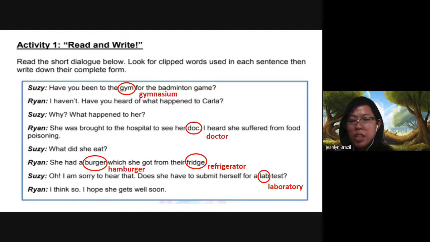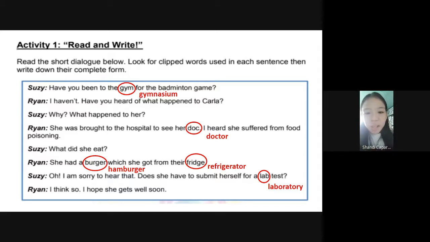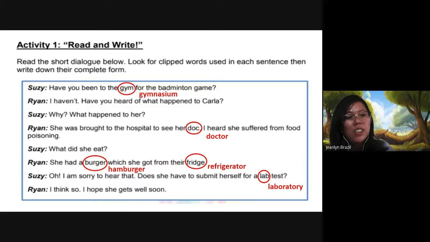Who wants to answer? Shandy? So, the first word is gym. The second one is dog. The third one is burger. The fourth one is fridge. And the last one is lab. Those are the 5 clip words that are in this dialogue. Yes, that's correct, Shandy. Those are the 5 clip words. And what Princess said a while ago are the original or complete form of those clip words.